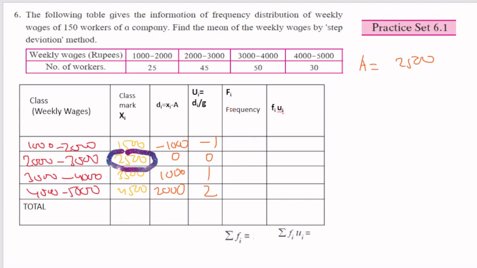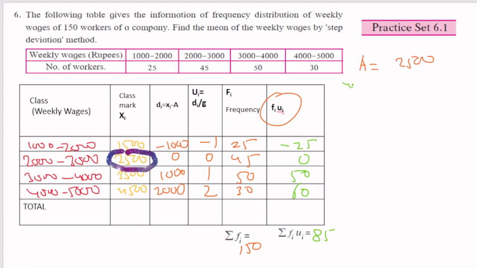Super. Now write the frequency. So 25, 45, 50 and 30. Addition will be how much? 25, 70, 120, 150 is the total. Now calculate fi into ui quickly. It will not take much time. So fi into ui will be minus 25, 0, 50 and 60. And this will be positive 85.